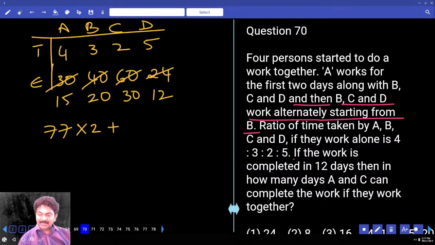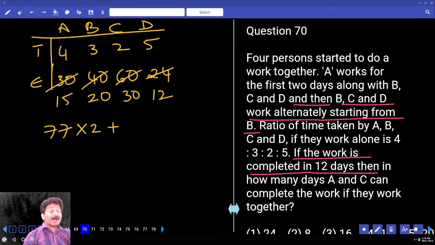Time is given: the work is completed in 12 days. That means out of 12 days, for the first 2 days all of them work together, right? Apart from those 2 days, how many more days do we have? In those 10 days, B, C, D will work on alternate days, correct? In the first 3 days, B 1 day, C 1 day, D 1 day. In 6 days, B 2 days, C 2 days, D 2 days. In 9 days, B 3 days, C 3 days, D 3 days, correct? On the 10th day, who will work?